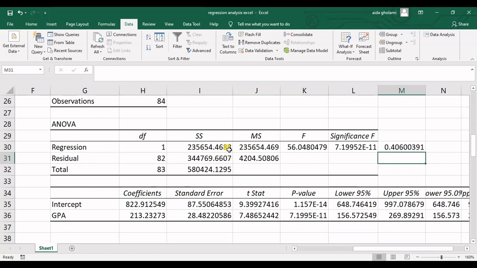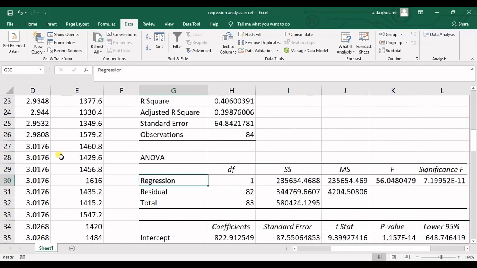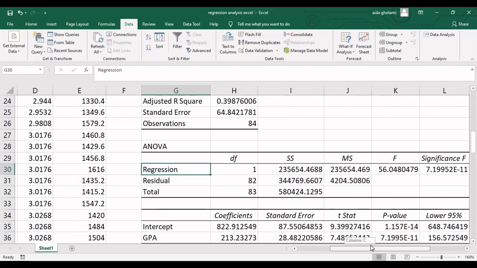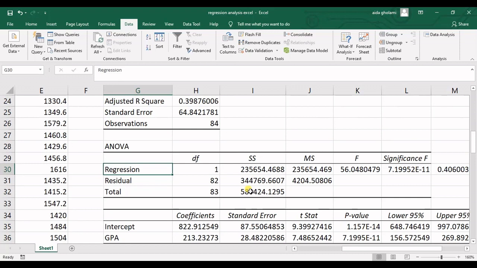And for mean squares, you can see actually this is the division of sum of squares by degrees of freedom. For degrees of freedom for regression, as you had two variables, this is 2 minus 1, which gets you 1. Then we have the same type for residuals, and the total is the sum of regression plus residuals. Then we divide the sum of squares by the degrees of freedom, and we get mean squares.